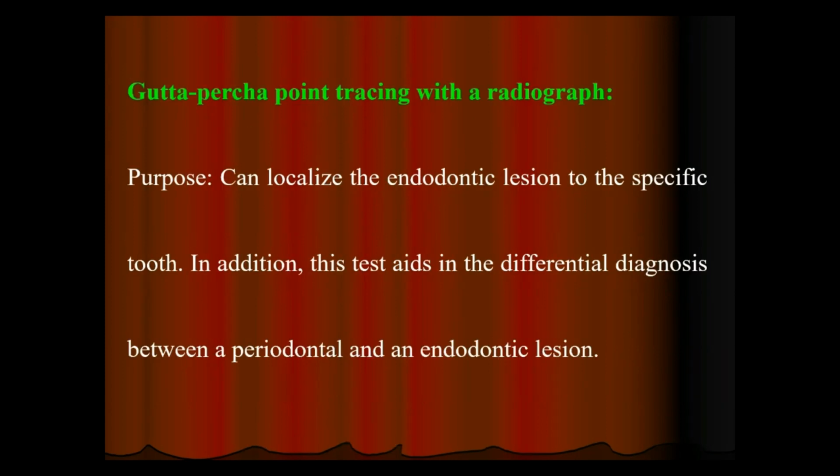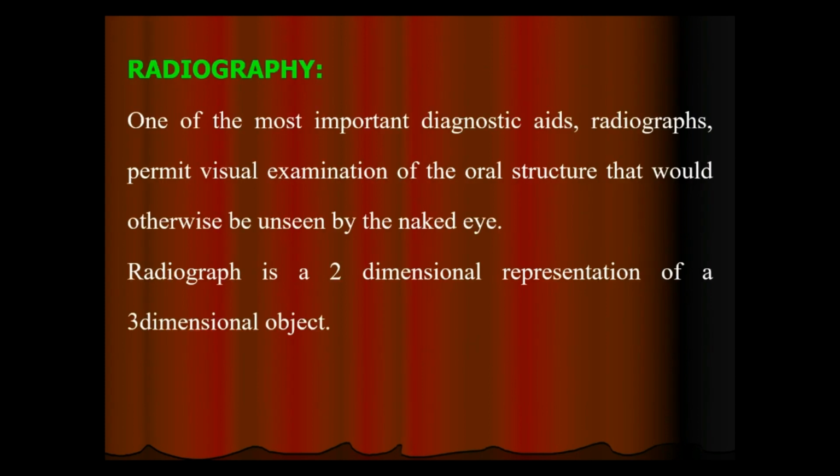Gutta-percha point tracing with a radiograph. Its purpose is that it can localize the endodontic lesion to the specific tooth. In addition, this test aids in differential diagnosis between a periodontal and endodontic lesion.